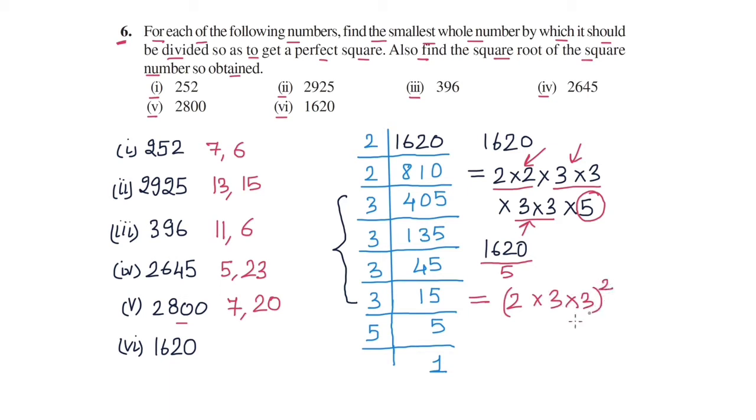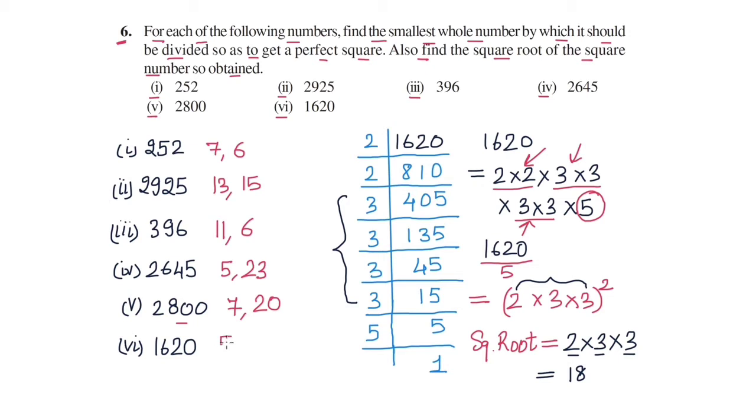So if we divide 1620 by 5, we will get 324, right? So the square root of 324 is, we will just take 1 out of each. So 2 into 3 into 3, this we are going to take. So 2 into 3 into 3 will give 2 times 3 is 6, 6 times 3 is 18. Clear? So now we can say that the square root of 324 is 18.